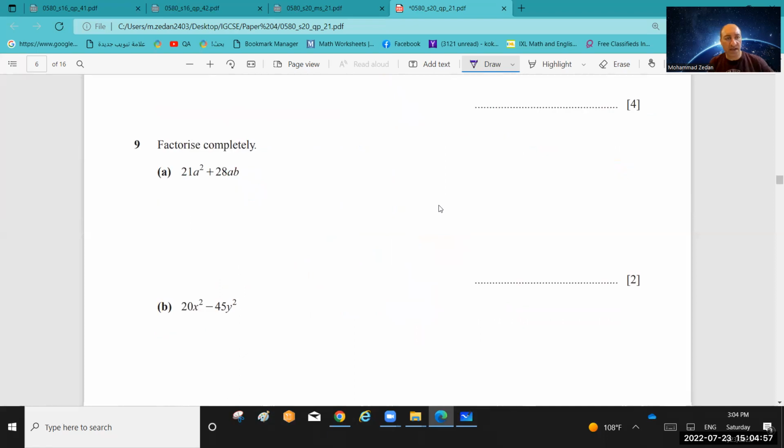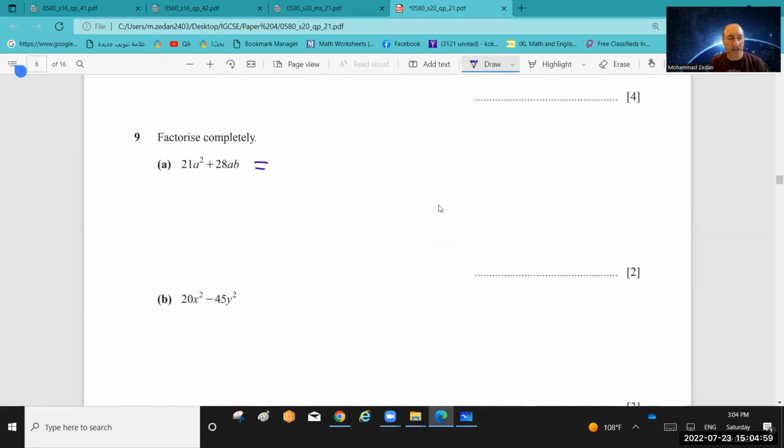Factorize, starting by taking the common factor. The common factor here is 7a. Look at this one here. You divide by 7a. Factorization by taking out the highest common factor means you divide each term by the common factor and multiply at the same time by this common factor. So you multiply and divide by the same factor. You see the original expression is still the same in value, but only its shape will change.